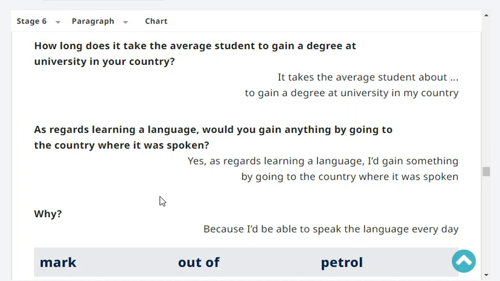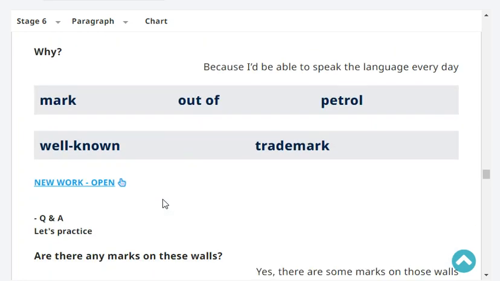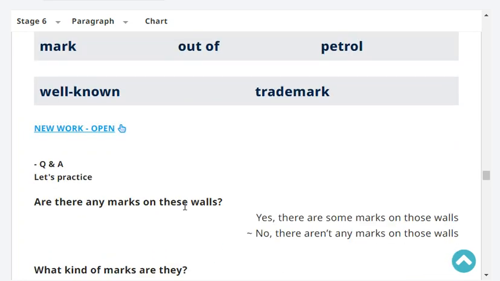As regards learning a language, I'd gain something by going to the country where it was spoken. Why? Because I'd be able to speak the language every day. Very good.